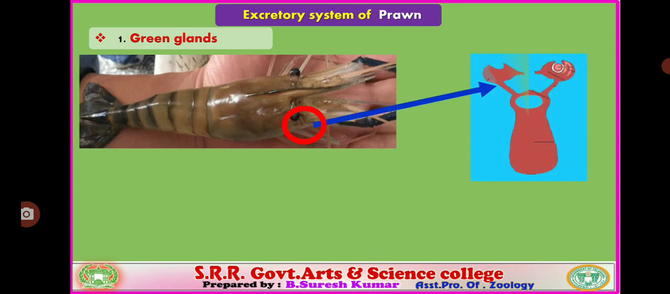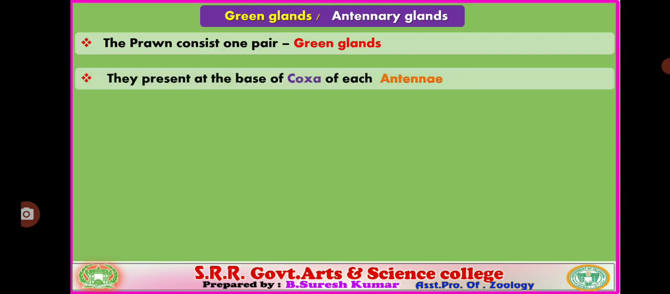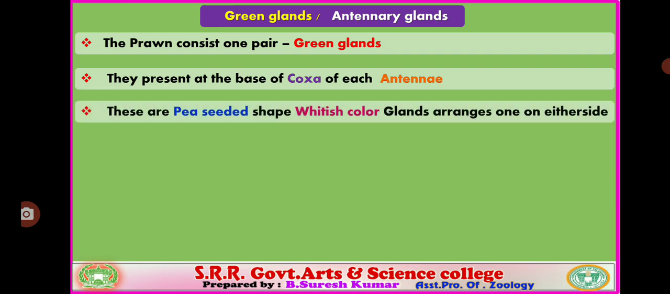Next, these are the antennary glands, the green glands, in microscopic view. And next, another excretory organ, the integument, otherwise the body wall. Let us discuss in detail the green glands and antennary glands. It is very, very important. The prawn consists of one pair of green glands, one pair of antennary glands. They are present at the base of the coxa of each antenna. The coxa is the first podomere of the antenna, so at the base of the coxa the green glands are located.